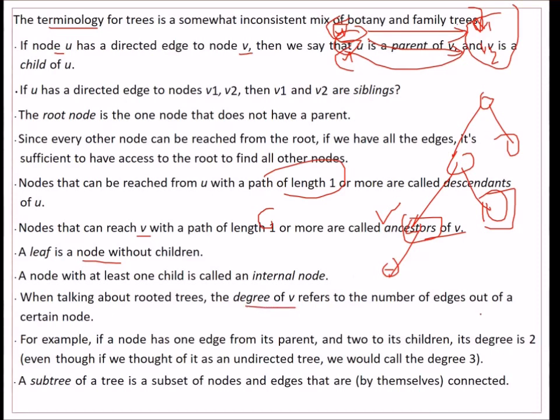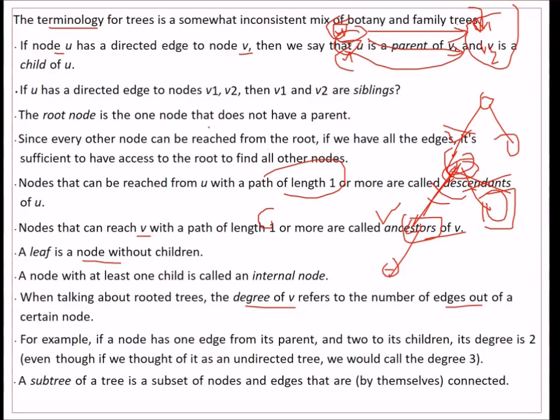Degree is the number of edges going out of a certain node. For example, this node has a degree of 2. If a node has one edge from its parent and 2 to its children, the degree is 2. Even if we think of it as an undirected graph, we would call the degree 3, because 1, 2 and 3 are all edges if they are undirected. But for a directed graph, the degree of this node will be 2.